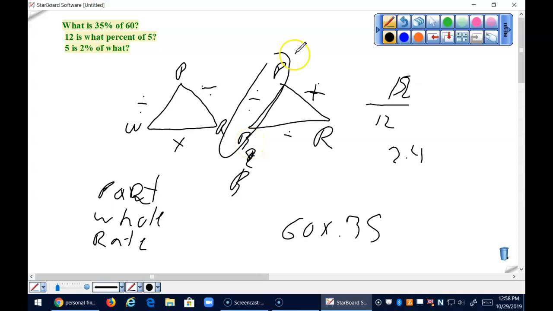Oh, 12 is a part. Yes. Sorry. So 12 is a part. Even though it's bigger, it's not the base. The base number is 5. That's what you're working with. 5 is our kind of reference number, our basis for comparison. Yeah, so it'd be that one. Thank you.